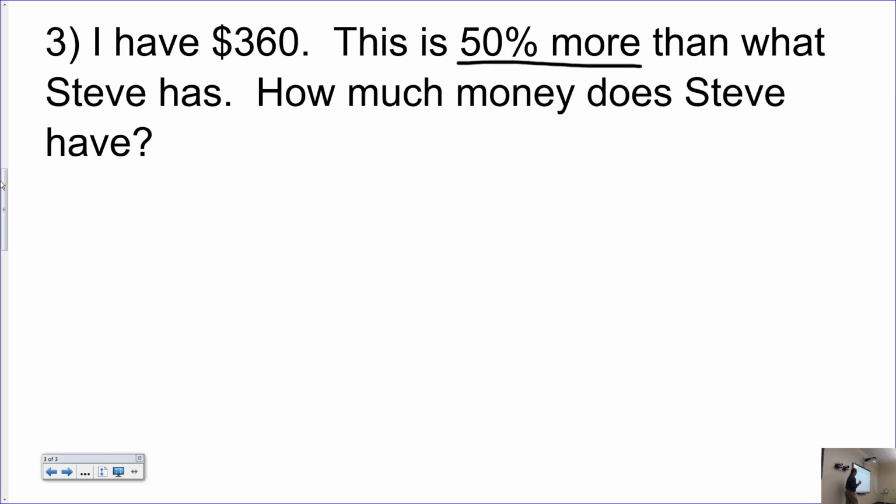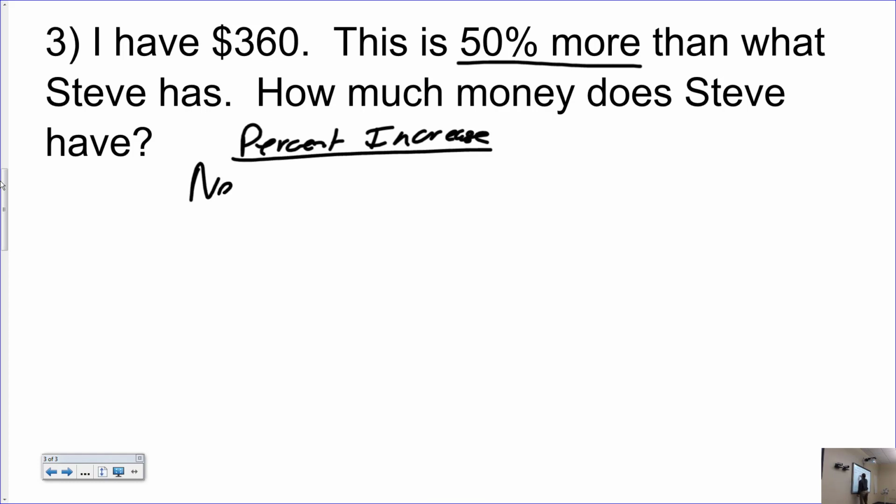This is a percentage increase problem, right? So, the fact that you're taking half of this, that means that you're subtracting, right? What do you never do in a percentage increase problem? Subtract. So this is definitely going to not be half of 360. So how do we get there then? What is the $360? The new. That's the new, right? It is not the old.